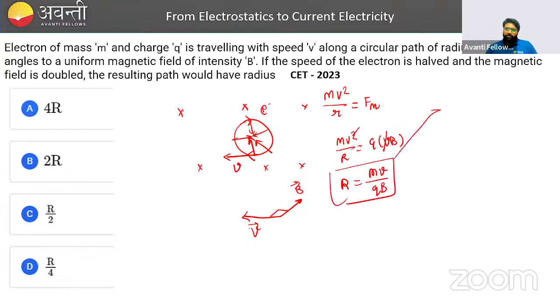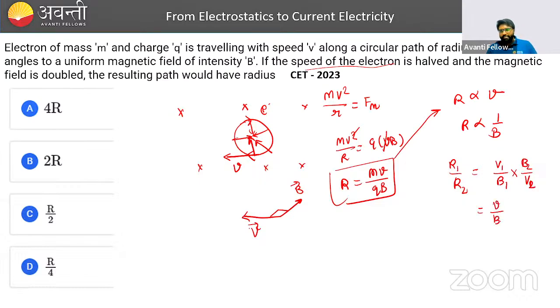From this equation, we can conclude that radius is directly proportional to velocity and inversely proportional to B, because these are the two factors which are getting changed in the question: speed or velocity of the electron and magnetic field. So R is proportional to v by B, which means we can say R1 by R2 equals (V1 by B1) upon (V2 by B2). Now put the values: V1 is V, the initial velocity, and B1 is B, the initial magnetic field.